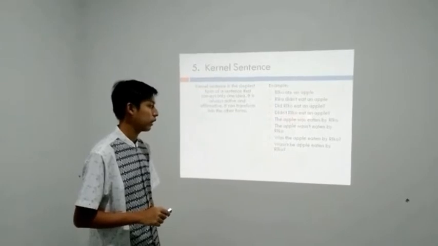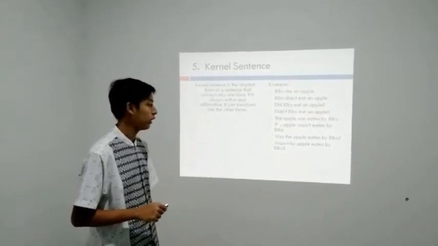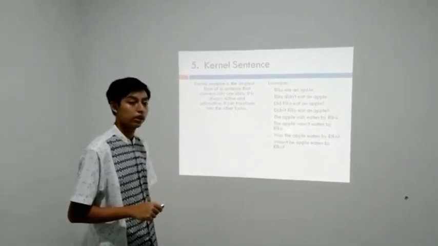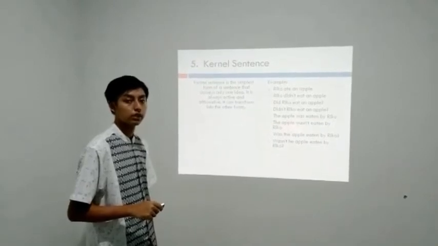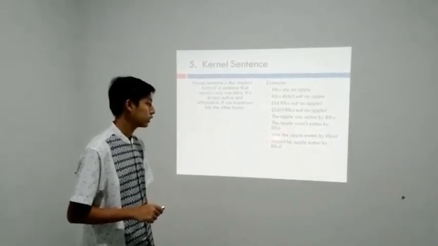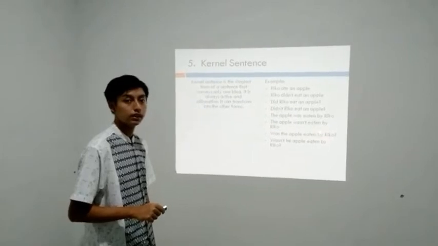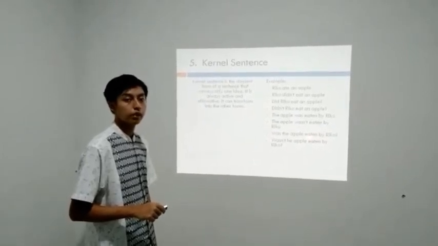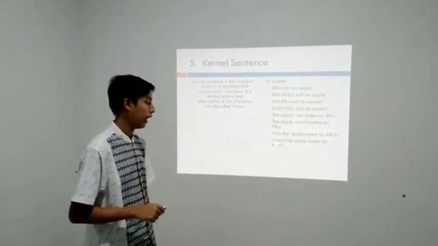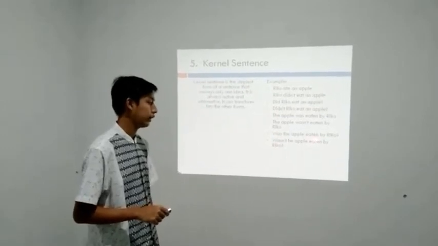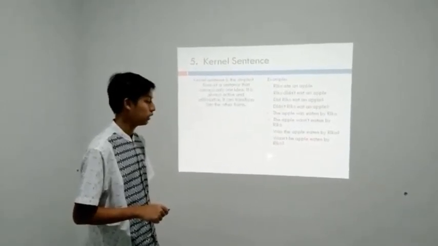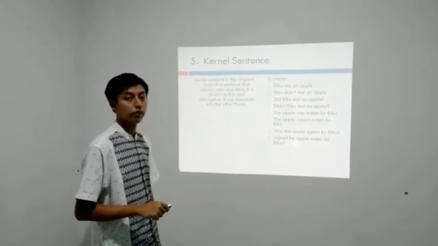The apple was eaten by Rico. This is the passive form. The apple wasn't eaten by Rico. This is the negative passive form. Was the apple eaten by Rico? This is the interrogative passive form. And wasn't the apple eaten by Rico? This is the negative interrogative passive form.